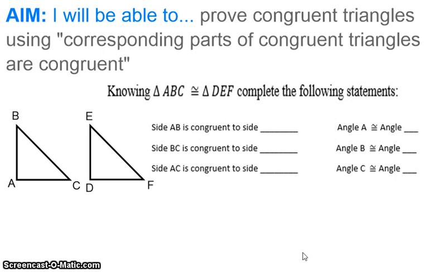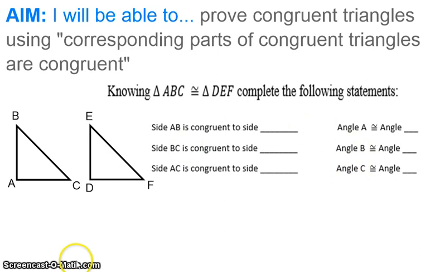Hello everyone, today we're going to look at how to prove congruent triangles using corresponding parts of congruent triangles are congruent. So if we're telling you that triangle ABC is congruent to DEF, there are a few things that you could state.